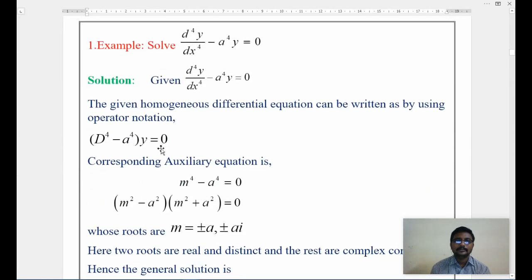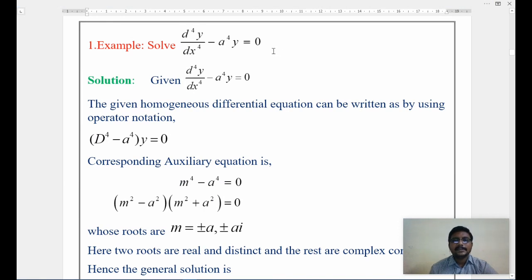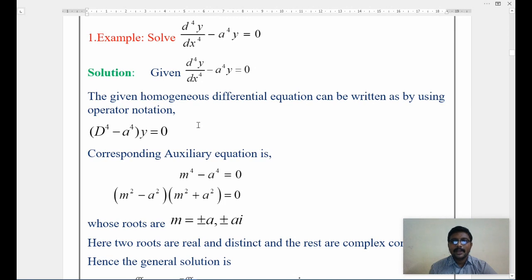Problem: solve the equation for y equal to 0. So it is a homogeneous differential equation. Now we have to solve this homogeneous differential equation of fourth order. It is given in general form. First we have to write the operator form, using the operator notation.